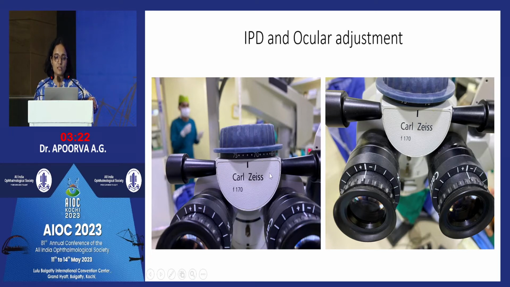Sometimes when surgeons have intermittent divergent squint, they can notice that over a long day of surgery, in the morning their IPD is say 64, and as the hours of surgery progress, it can go up to 65 because of fatigue. So those are some things that you have to keep in mind.